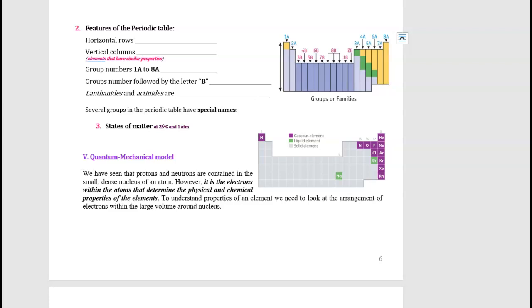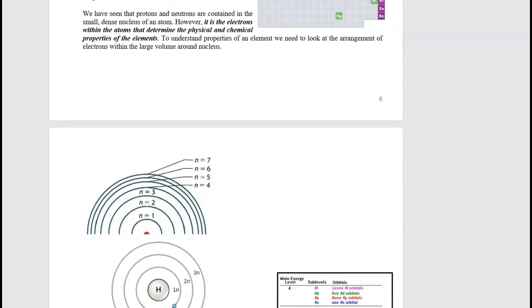However, it is the electrons within the atoms that determine the physical and chemical properties of the elements. To understand the properties of an element, we need to look at the arrangement of electrons within the large volume around the nucleus. Negatively charged electrons are attracted by the positively charged nucleus. They don't fall on the nucleus.